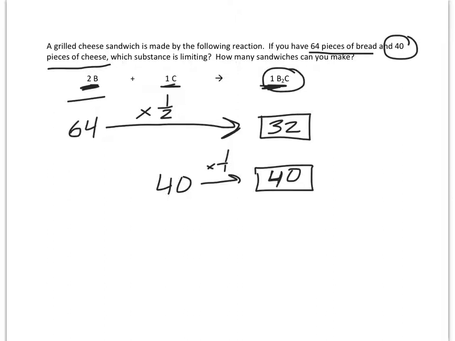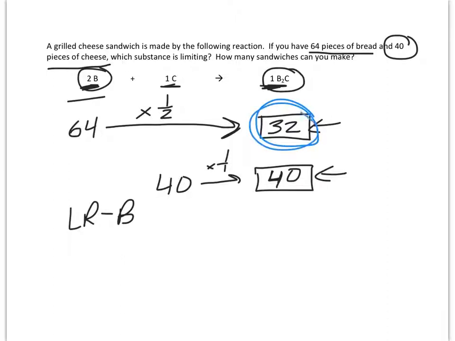So the reactant that is limiting is the one that holds you back. So we have enough bread to make 32, enough cheese to make 40. So bread then is our limiting reactant. That's the bread. And how many sandwiches do we actually make? You actually make the smaller number. So there's enough bread to make 32. There's enough cheese to make 40. We actually make 32. And that's how this problem goes.